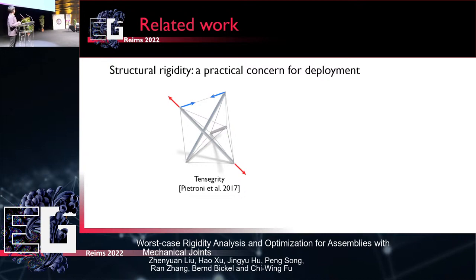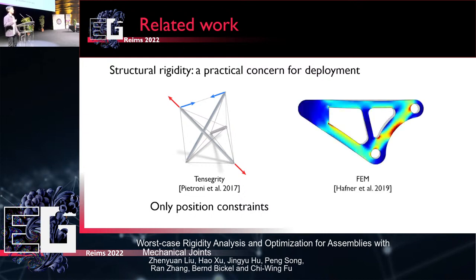But this might not be the best solution to our problem because it only supports position constraints. So it's kind of hard to model all different kinds of mechanical joints with different combinations of degrees of freedom. Another thing we might think of is we can just do forward simulation using the finite element method.